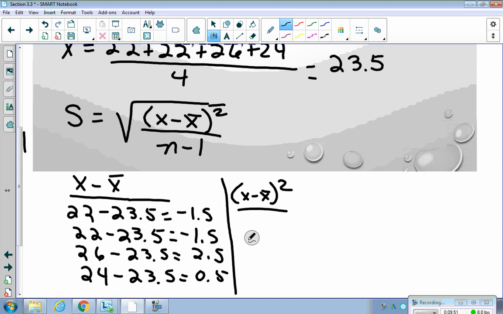And if I square that, I believe I get 2.25. And then again, I'm going to get 2.25. And 2.5 times 2.5 is 6.25. And of course, 0.5 squared is, you should know that one, 0.25. Okay. Oh, and I forgot to write sum. You guys let me do that, and you're looking at the formula, right? Don't I have to sum all those?